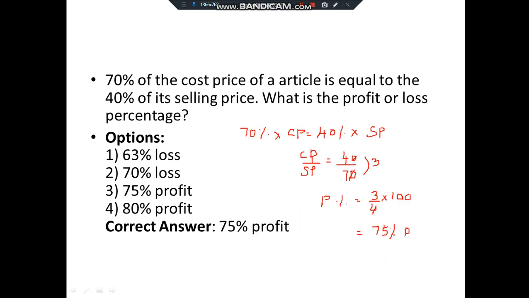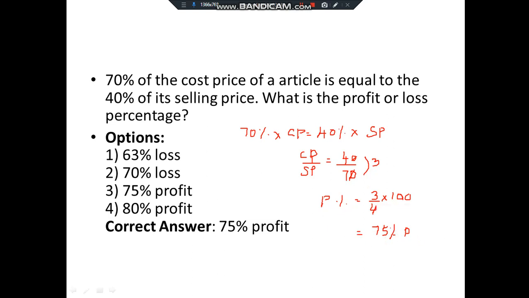Next question. 70% of the cost price of an article is equal to 40% of its selling price. What is the profit or loss percentage? So 70% of CP is equal to 40% of SP. Cancel the percentage. Okay. So 70 of CP is equal to 40 of SP. So CP by SP is equal to 40 by 70. Profit or loss. So CP is equal to 4 and SP is equal to 7. So profit is 3 rupees out of 4 rupees into 100, which is 75% profit.